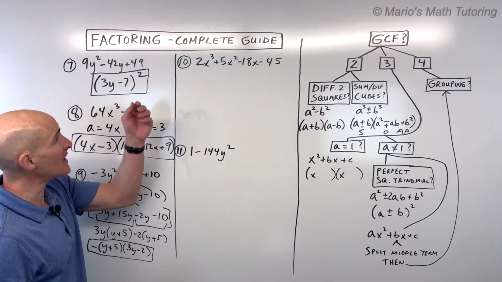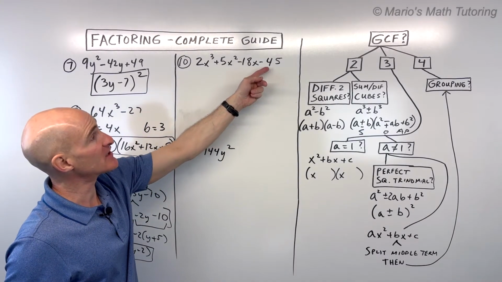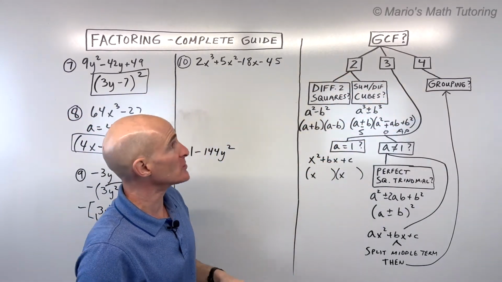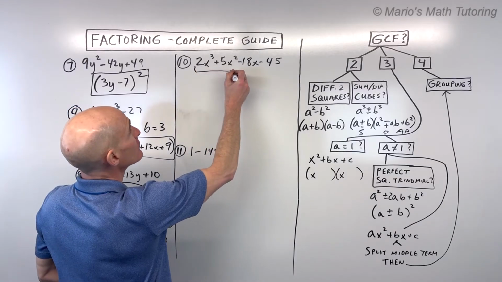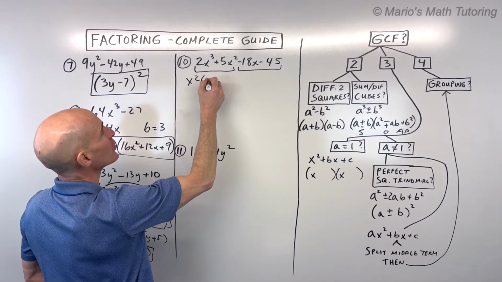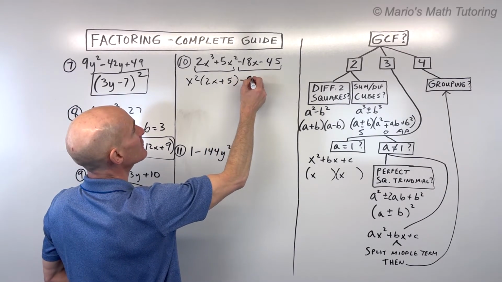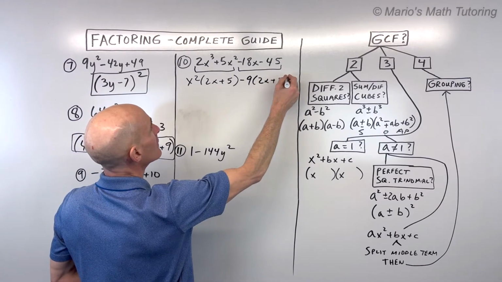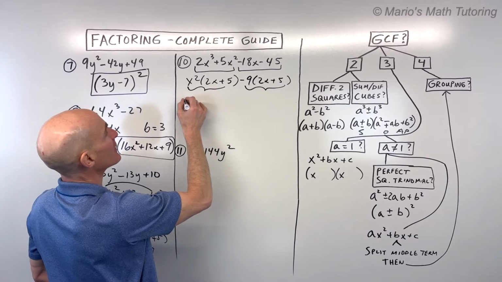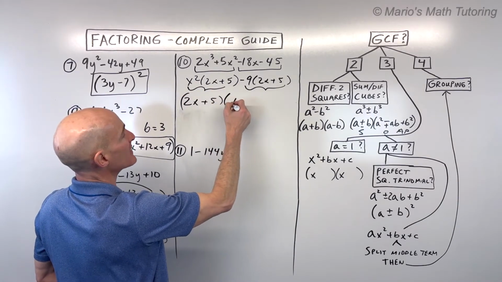Okay, let's look at number 10 now. We've got 4 terms. There's not a greatest common factor. With 4 terms, we try factoring by grouping. So again, we're going to group the first two, group the last two. What can we factor out? Looks like just an x squared. What can we factor out here? It looks like a negative 9. And because these both have a 2x plus 5 in common, we can factor that out as a group, and we're left with x squared minus 9.